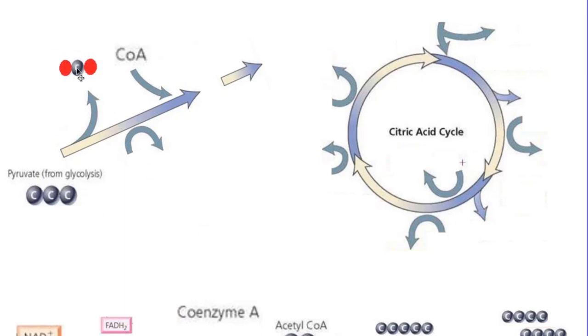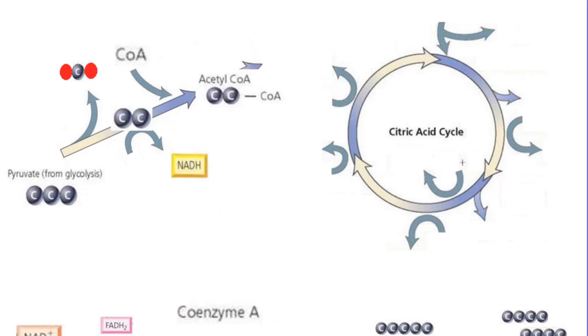And what do we lose? We lose a carbon dioxide. So if we lose 1 carbon, we're down to 2 carbons, right? From 3. The coenzyme A comes in and binds with this 2-carbon molecule to become what we call acetyl CoA. We also get some NADH coming off, which means we have NAD plus producing some NADH.